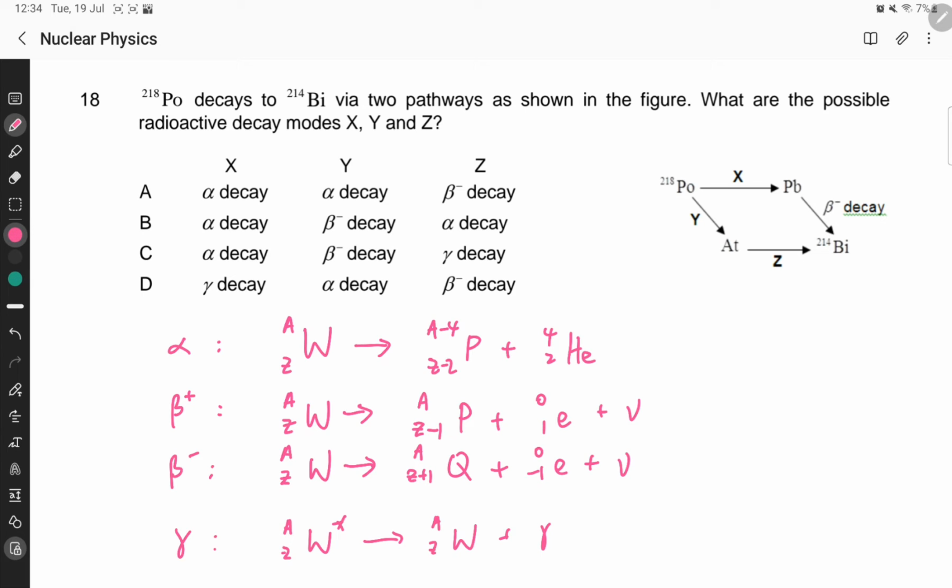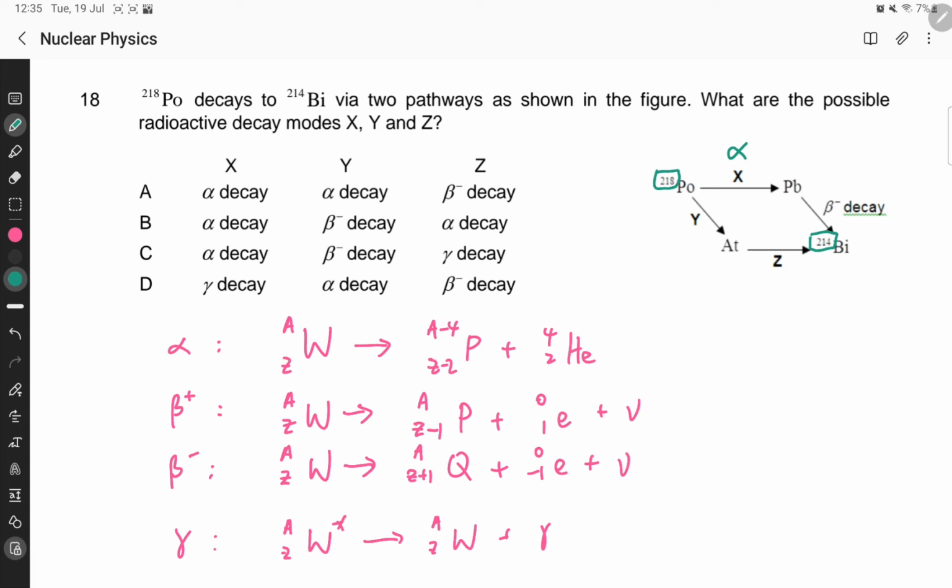So when we look at this pathway, we look at the top pathway first. We see the top number turn from 218 to 214, so there must be an alpha decay happening somewhere. Then you see the second process in the top chain is a beta minus decay. Beta minus won't change the mass number. Therefore the first one must be an alpha decay. Then vice versa, the bottom chain must also have an alpha decay and a beta decay, and it must be a beta minus decay.